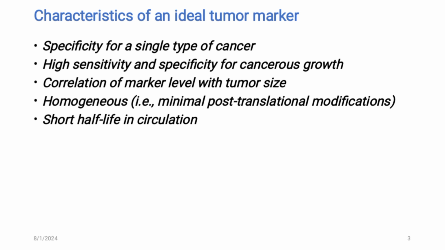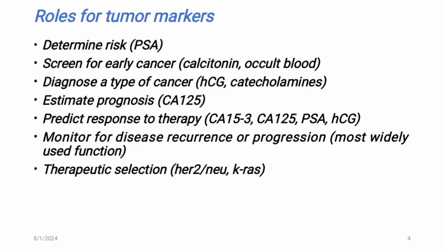The tumor markers have a short half-life in the blood circulation, so we should detect them as soon as possible after the collection of the blood. So these are the characteristics of the ideal tumor markers. The next is roles of tumor markers.